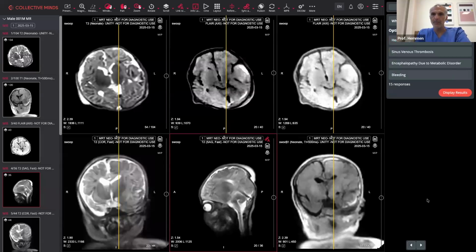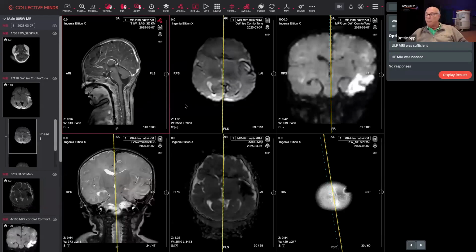Okay, so why don't we move on? So now this is the 3T scan. Any comments before we kind of go through this, Hemant?